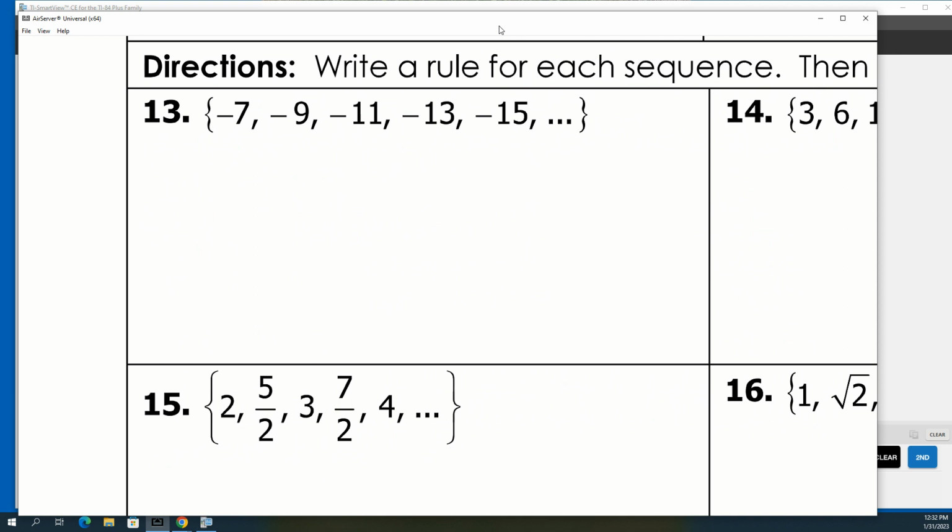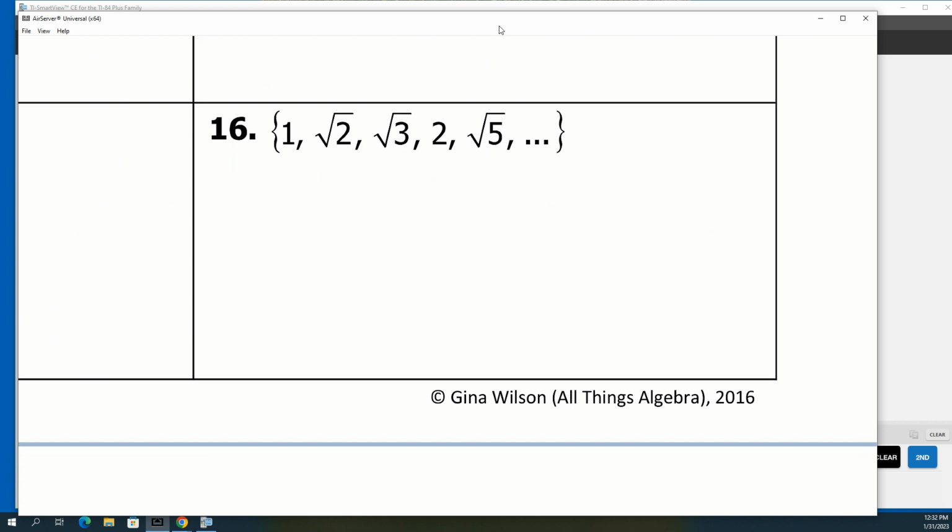So let's do 16 first. All right, so on 16, you're going to plug 1 in to get 1, plug 2 in to get the square root of 2, plug 3 in to get the square root of 3, 4 in to get 2, and 5 to get the square root of 5. I know it's weird.